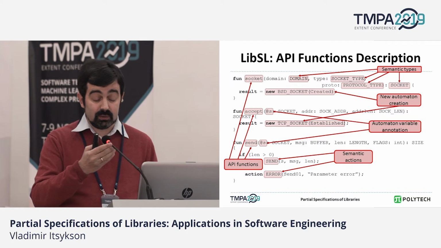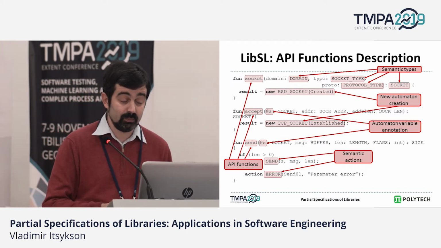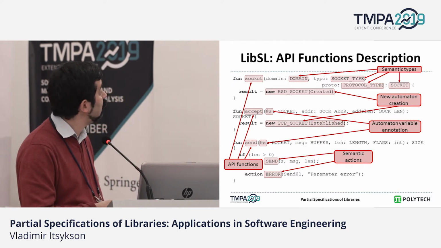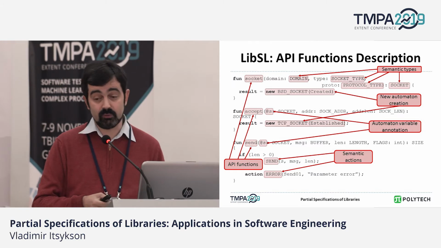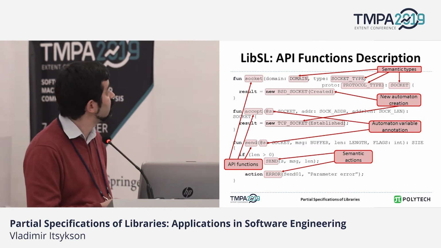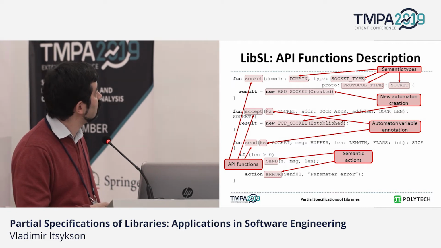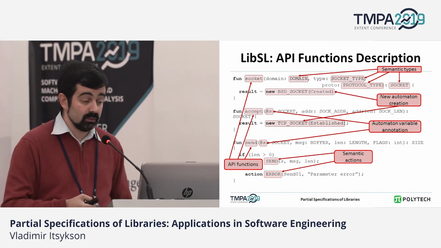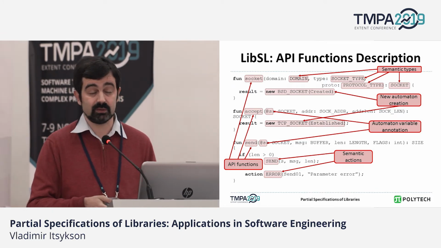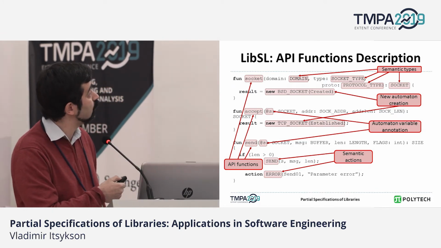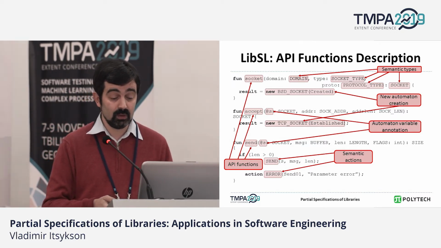Second section of our language is API function description. You can see example of description of 3 functions: function socket, accept, and send. Each function uses semantic types, which we described before.